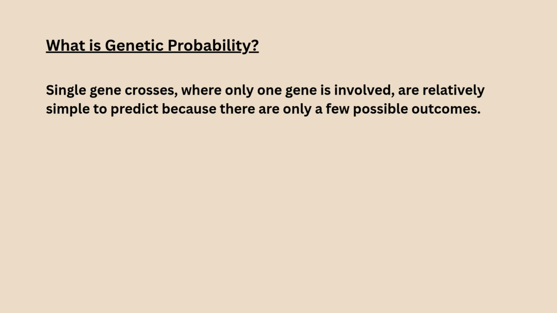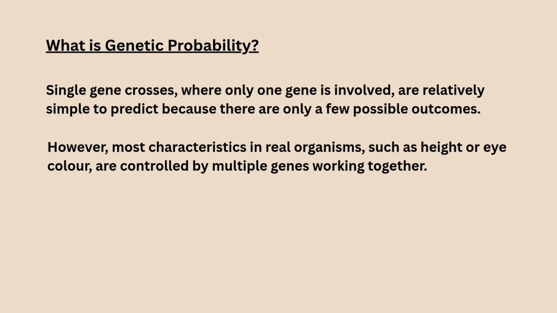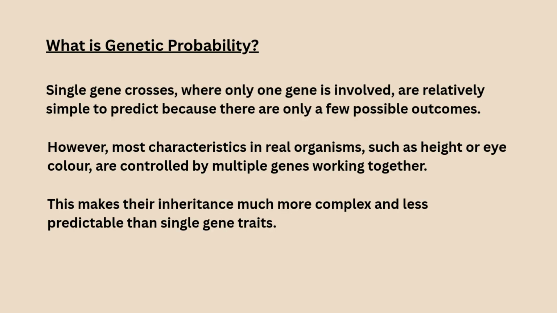Single gene crosses, where only one gene is involved, are relatively simple to predict, but there are only a few possible outcomes. However, most characteristics in real organisms, such as height or eye color, are controlled by multiple genes working together. This makes their inheritance much more complex and less predictable than single gene traits.